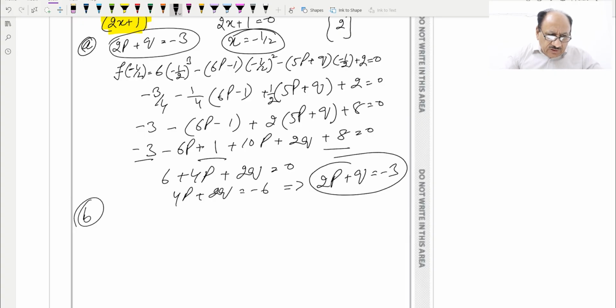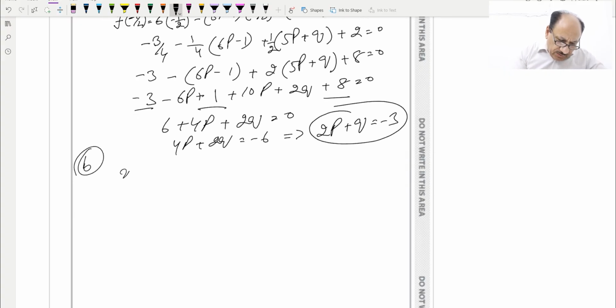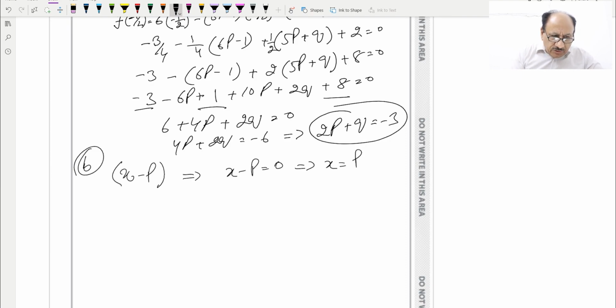The B part says, given that x minus p is also a factor of f of x. Now x minus p is also a factor of f of x. This implies x minus p is equal to 0, and this implies x is equal to p. So find the value of p and the value of q. Show clear algebraic working, and this is a 7 marks question. It's huge, a 7 marks question.